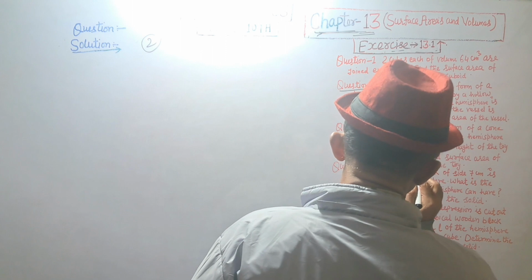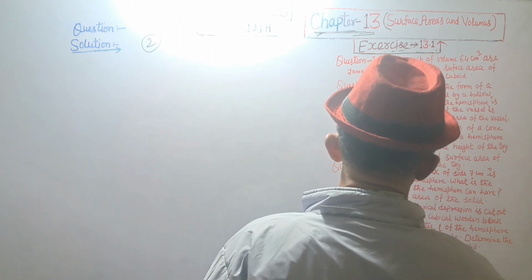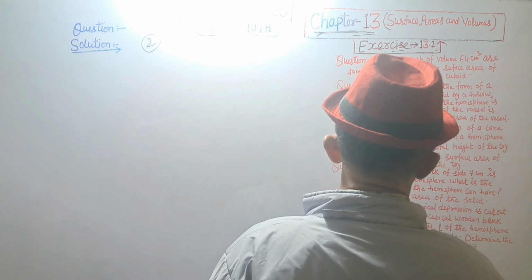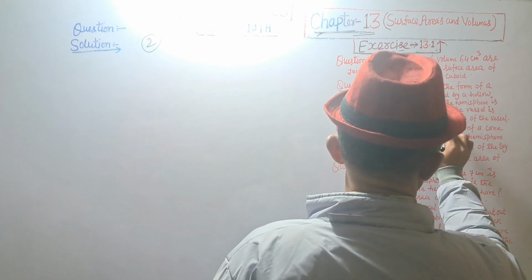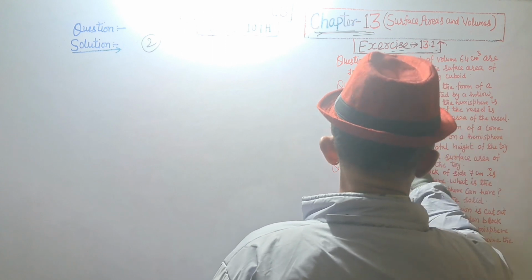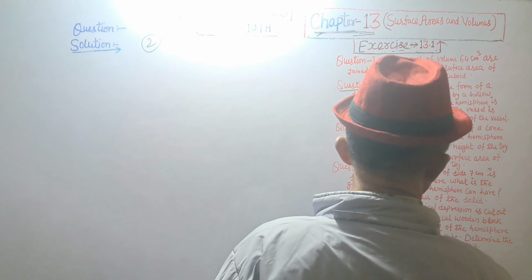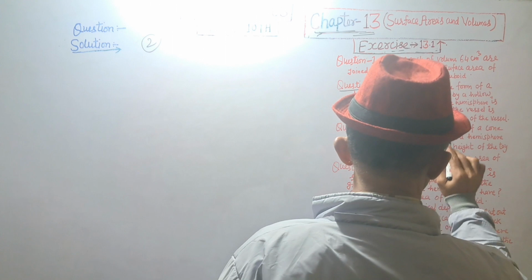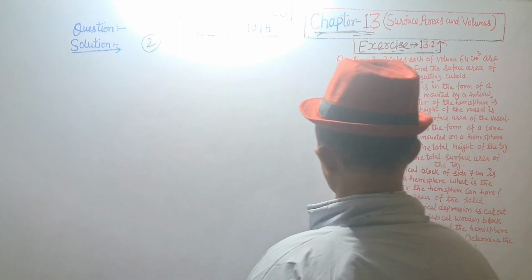Question number 2. A vessel is in the form of a hollow hemisphere mounted by a hollow cylinder. The diameter of the hemisphere is 14 centimeter, and the total height of the vessel is 13 centimeter. Find the inner surface area of the vessel.